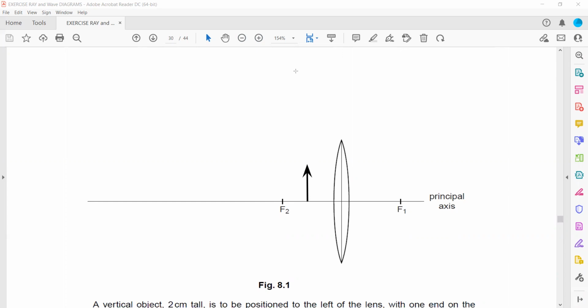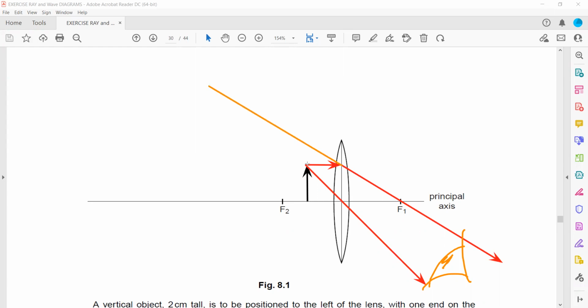So when the object is within the focus, one parallel light ray will pass through the focus, one through the center will pass straight. And if we look from this side, our brain senses light is coming straight from the object. So our brain relocates these positions. As a result, this is the position of the image. And this will always be a virtual image.